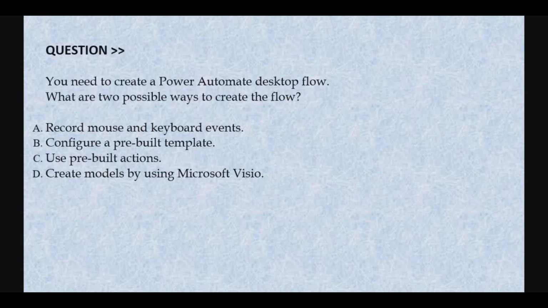Our question is, you need to create a Power Automate desktop flow. What are the two possible ways to recreate the flow? The options are: A, record mouse and keyboard events. Option B, configure a pre-built template. Option C, use pre-built actions. Option D, create models by using Microsoft Visio. The correct answer is options A and C.